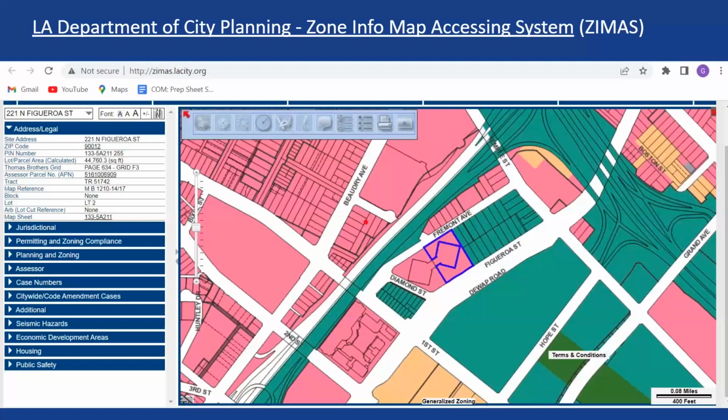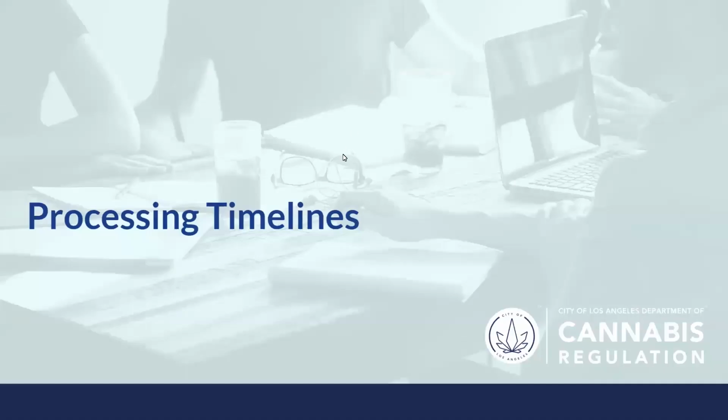The ZIMAS also has a radius tool that you can utilize, which will create a buffer around the parcel so that you can see what's within either 600 feet of the parcel or 700 feet, depending on the activity types that you're applying for. So this is definitely one of the helpful tools in addition to the DCR licensing map, where we house the different sensitive use information.